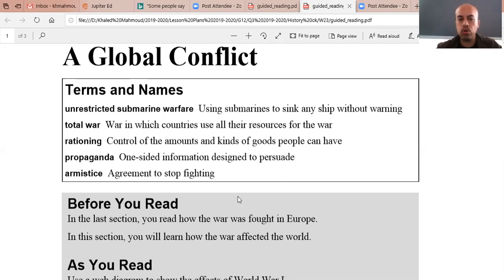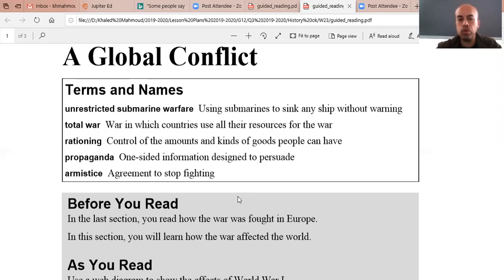Total war is the war in which countries use all their resources for the war. As we said, total war means everything and all the resources of any country that was involved in the war, all its resources were devoted to the war efforts.